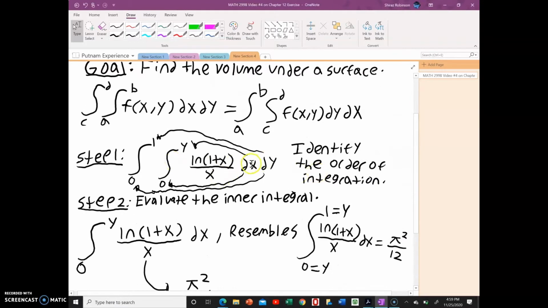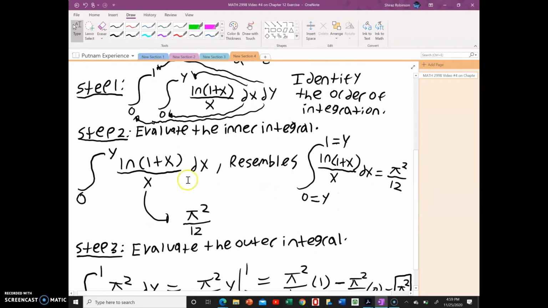So what I did right here was that I know that for dx, 0 and y are the limits of integration, and then 0 to 1 are the limits of integration for dy. The second step was I have to evaluate the inner integral. Based off the information from the problem, I said that the integral of 0 to y of ln(1 plus x) over x dx resembles the given integral, which was the integral of 0 to 1 of ln(1 plus x) over x dx equals pi squared over 12. Because they resemble each other really closely, I was able to figure out that the integral would also equal pi squared over 12.